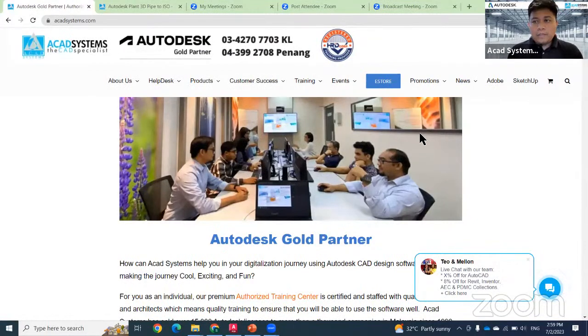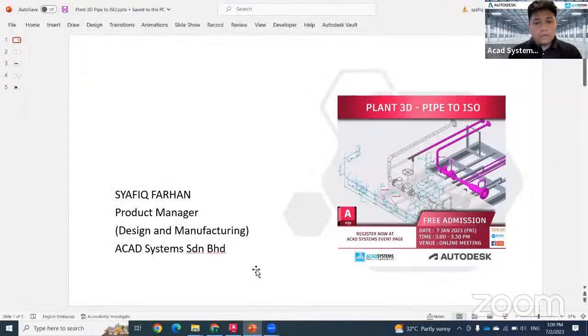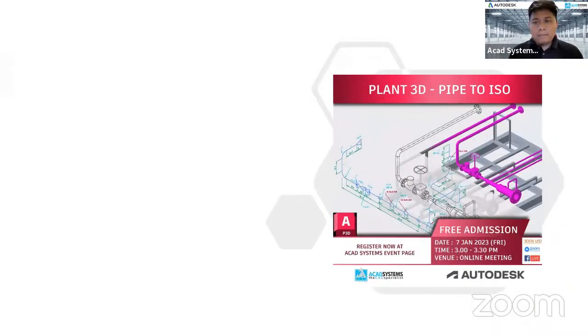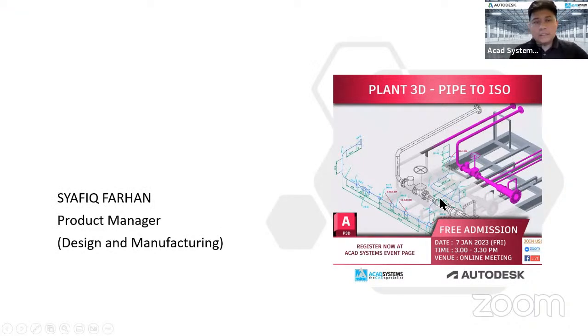Okay, hello everyone. Thanks for joining our free online lesson. Today we are going to talk about one interesting topic regarding Plant 3D, which is how to generate pipe ISO. From our 3D modeling pipe, we want to generate isometric drawings.